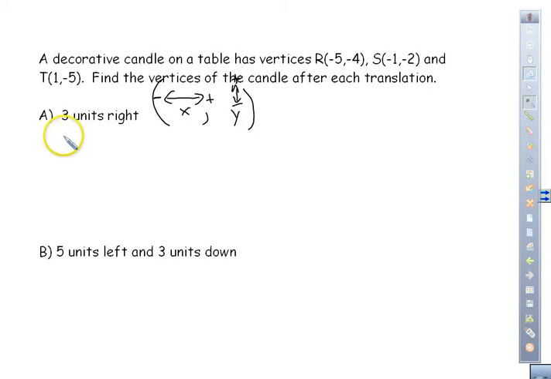So let's look at this again. So for r prime, if we are going 3 units to the right, it's going to affect again my x. And if I'm going to the right, I'm adding 3. So I've got to add 3 to this, which is going to give me a -2. And the -4 is going to stay the same. For s prime, again, we're adding 3 to a -1. So that's going to give me a +2, -2. Stays the same. T prime is going to give me, again, adding 3 to my 1, so it's going to give me 4, and then -5 stays the same.